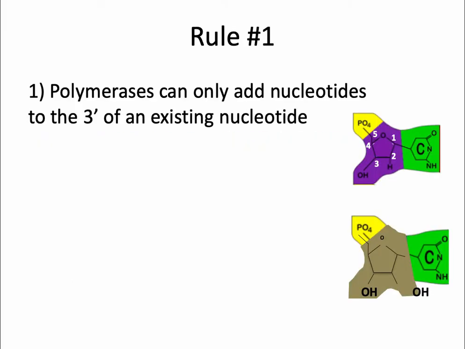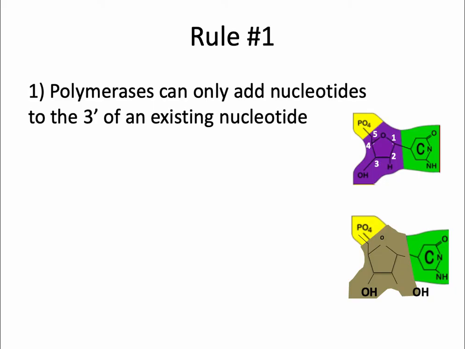The first rule is that all polymerases, this includes DNA polymerases and RNA polymerases, and things that you might not realize are polymerases because they have different names, but still are polymerases because they synthesize DNA or RNA, such as primase, which synthesizes the RNA primer, is an RNA polymerase, or telomerase, which is a type of DNA polymerase. All polymerases can only add nucleotides to the 3' end of an existing nucleotide.